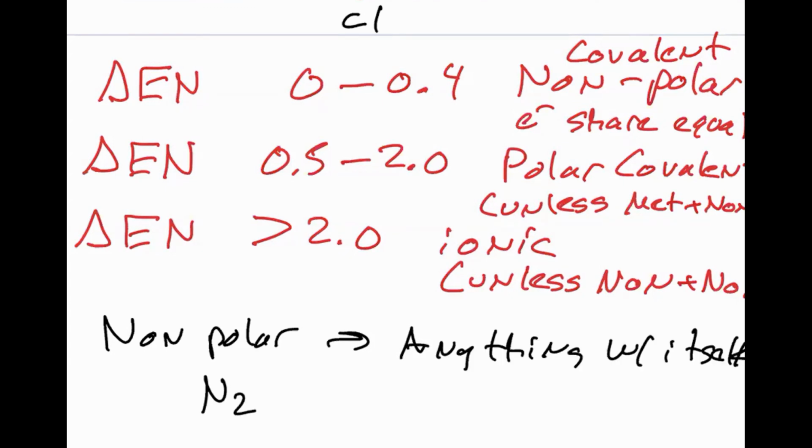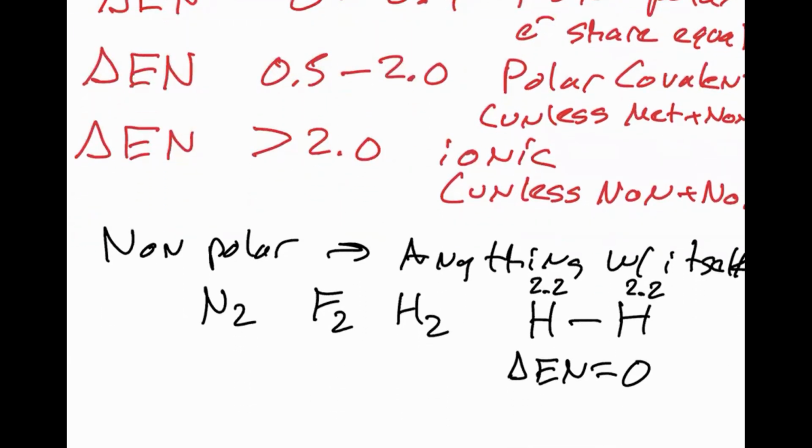If you have N2 or F2 or H2, what's the delta electronegativity of hydrogen with hydrogen? 0. It's always going to be 0. Delta EN equals 0, whatever this value is. Hydrogen's 2.2, hydrogen's also 2.2. So at 0, that's automatically going to be nonpolar. Other tendencies: carbon-hydrogen bonds are going to be nonpolar. Carbon is 2.6 and hydrogen's 2.2, so that's 0.4.